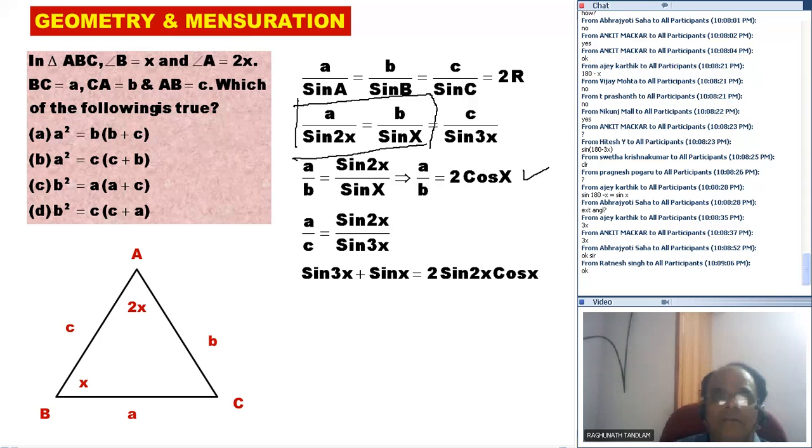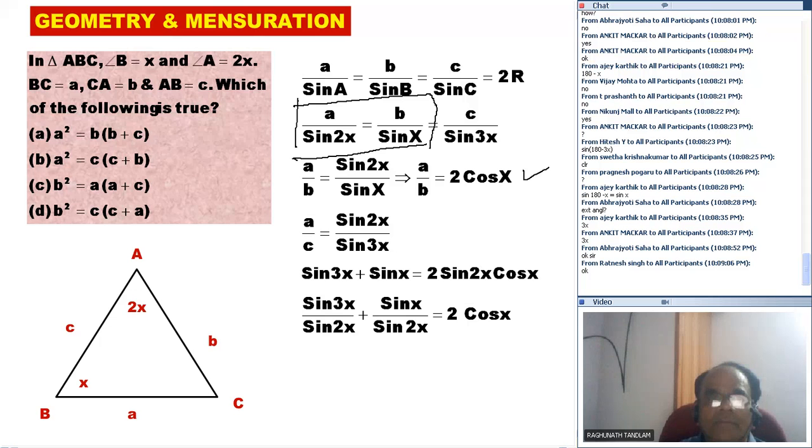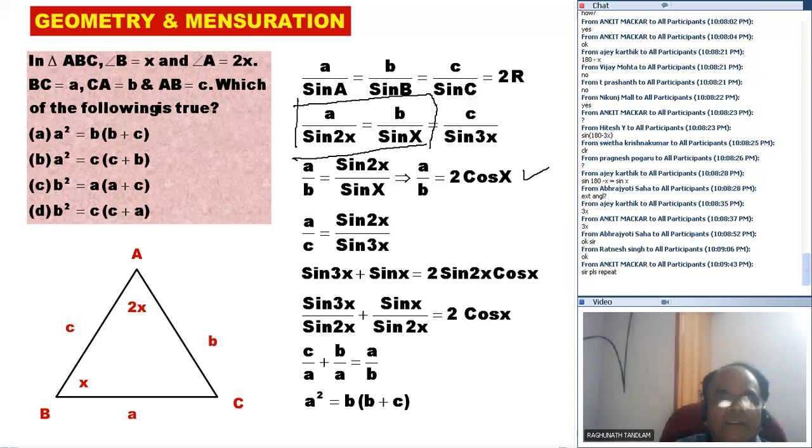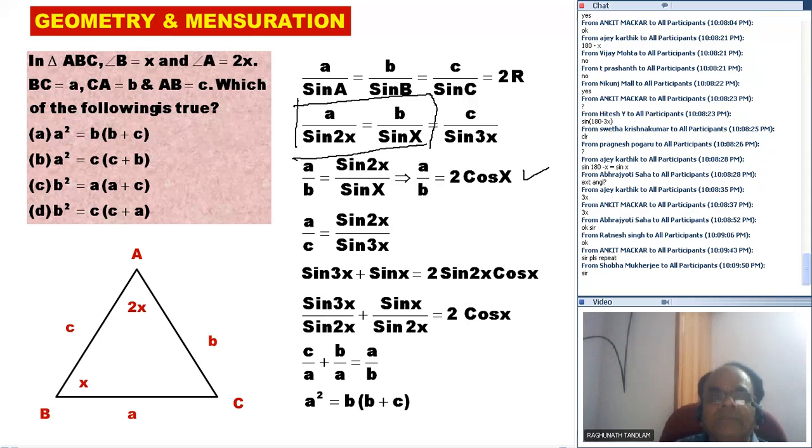What is sine 3x plus sine x? 2 sine 2x cos x. Dividing by sine 2x, we get sine 3x by sine 2x plus sine x by sine 2x equals 2 cos x. Substitute the values, we get the answer: a square equals b square plus bc. We know that sine 3x by sine 2x is c by a.